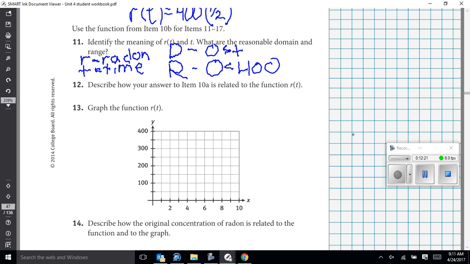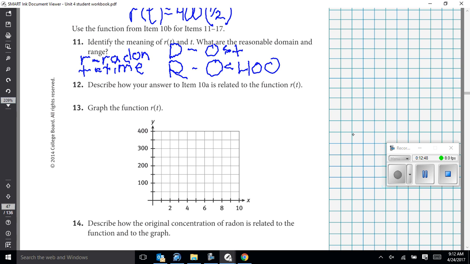Number 12, describe how your answer to number 10A is related to the function R(T). So our range here, how does that relate to our situation? Why are we never going to have 0? How come we're never going to have 0?